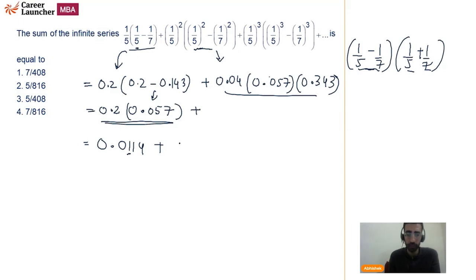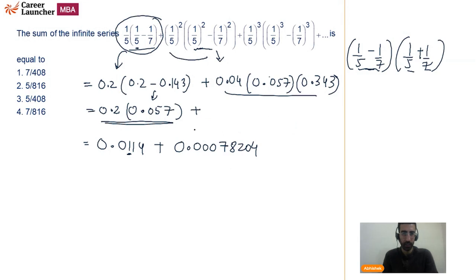This is already at the fourth decimal place. This is 0.00078204. Please understand how your values are changing. Your first term is already beginning from the second decimal place. Your second term is beginning from the fourth decimal place, likely. And I want to show you this, so that you don't worry about it.